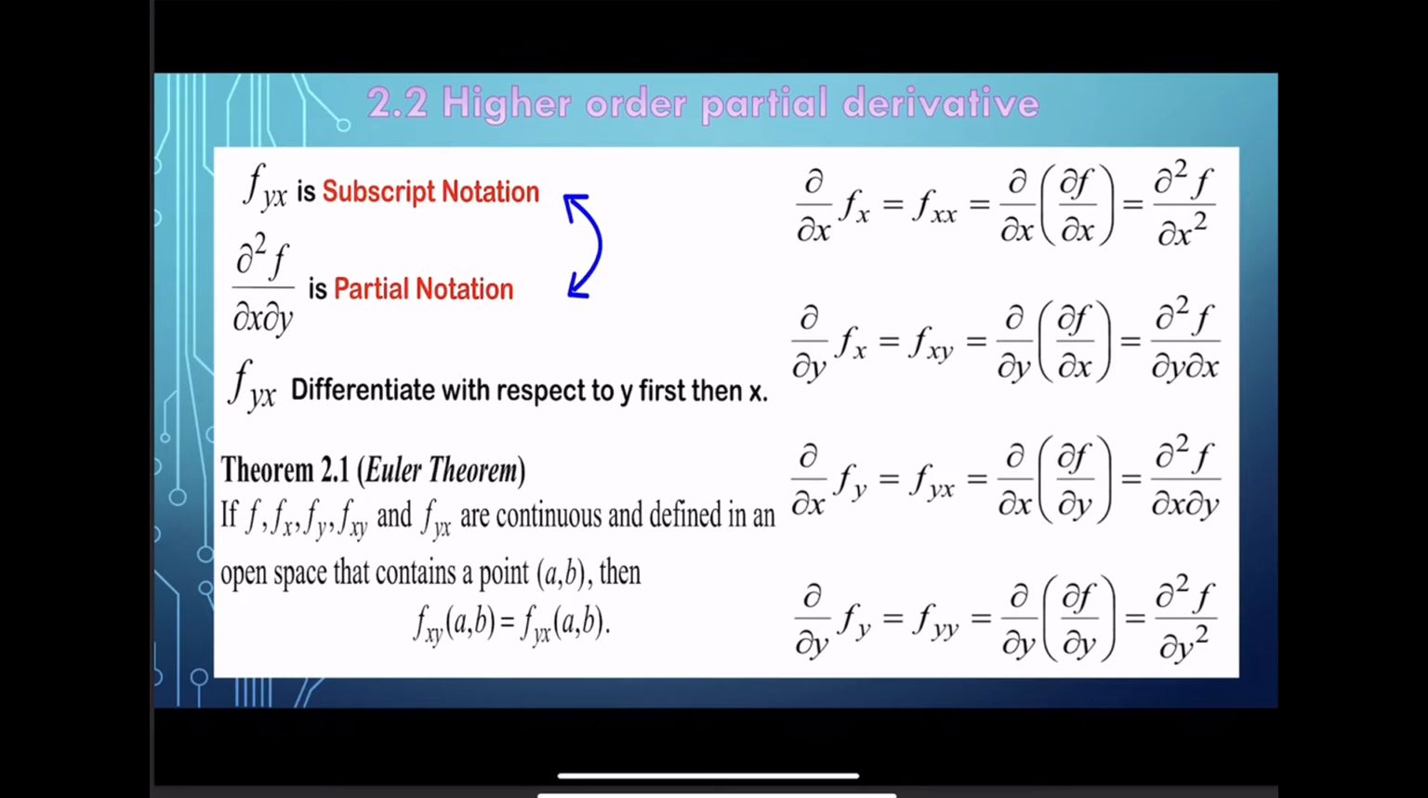Okay, so now we proceed to Euler's theorem. As we can see here, when we differentiate with respect to x, then proceed to y, it will be the same as when we differentiate with respect to y, then x. So it will be the same answer as long as it is continuous and defined in an open region that contains the point (a, b).